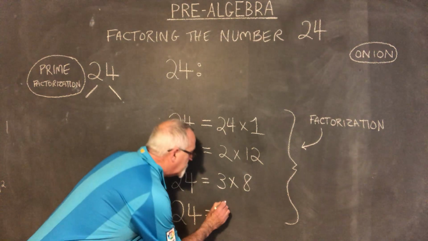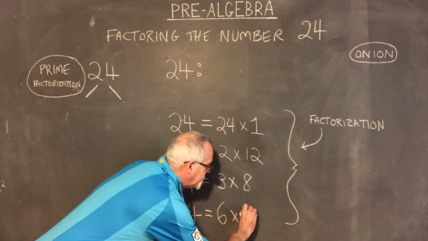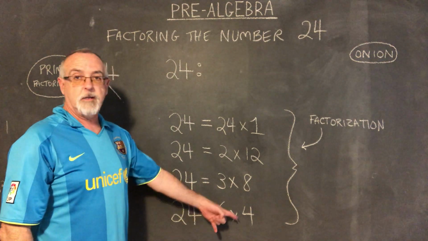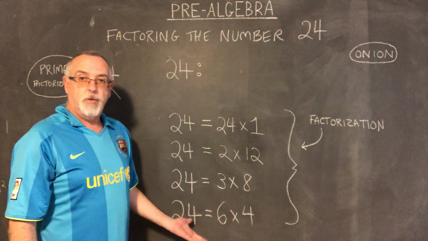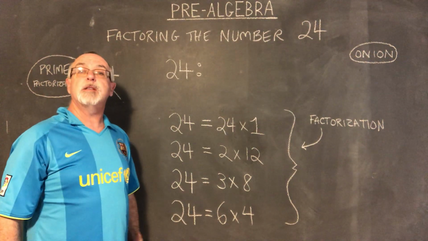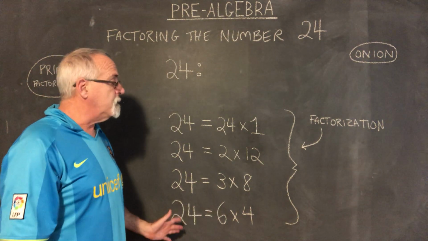Yes, 6 times 4. You thought I was going to say 4, didn't you? Well, I did, because 6 times 4 includes 4. I don't have to say the 4 first. We already talked about that. 6 times 4 is the same thing as 4 times 6. Yes, 6 times 4 equals 24.